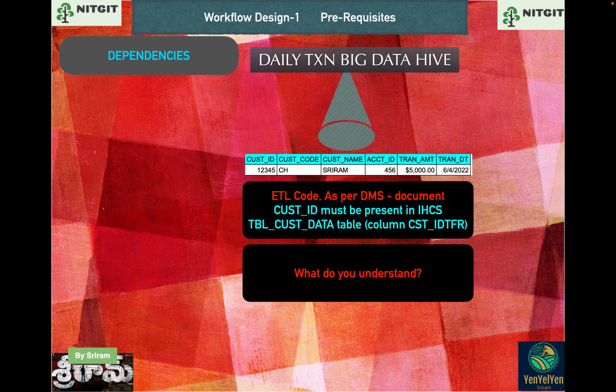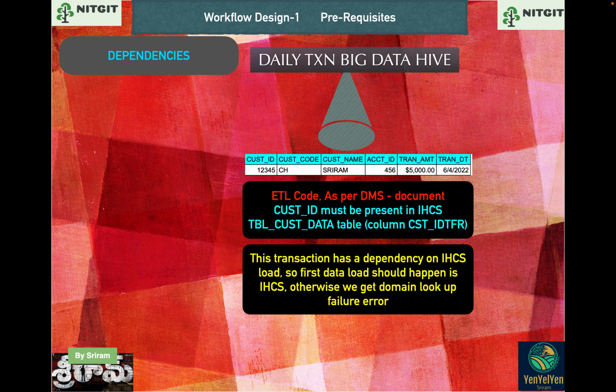What do you understand here? The data mapping specification clearly says take the customer ID and check it in the IHCS system. If it is present, then it is a good transaction. So this transaction has a dependency on IHCS. IHCS must load before this daily transaction big data is loaded. You got the point? So the first data load that should happen is IHCS. Otherwise, what will happen? IHCS is not loaded, but your daily transaction is getting loaded.